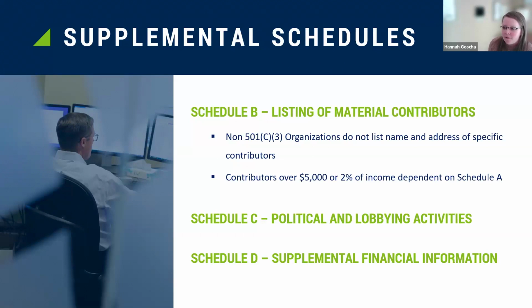Any donor over $5,000 is disclosed, or if they pass the Part 2 test on Schedule A, they can have a higher threshold of just disclosing donors over 2% of the income on the tax return. Schedule C discloses all of your lobbying activities. And Schedule D is supplemental information that you'll see on almost every 990 that just gives some further detail to the financial statements that are disclosed on the 990 itself.